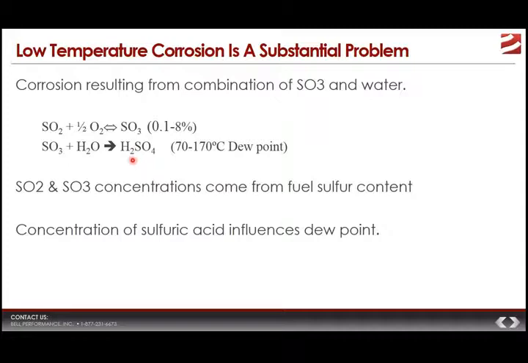This exhaust stream is moving away from the hot zone, so it's cooling down and cooling down. When it reaches a point where it cools below a specific dew point temperature, it turns from gas to liquid and condenses on the metal surfaces, and that's when you get what they call cold end corrosion. So the operator does not want that to happen.